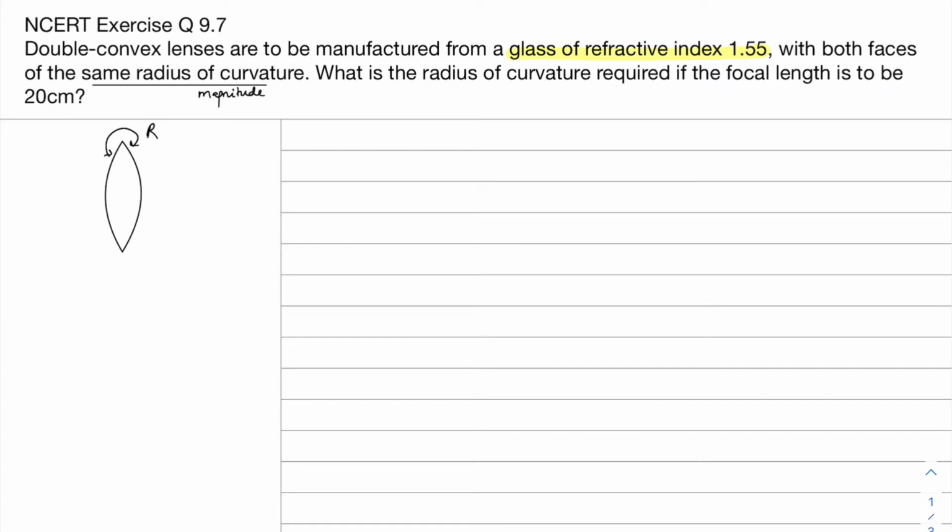Now here, because it is a double convex lens and nothing else is given, you will assume the surrounding medium is air, and since it's a convex lens you will take focal length as plus 20 centimeters. So you can write the given focal length. Now using the lens maker's formula, 1 by f is n of lens upon n of surrounding medium, which is air, minus 1, into 1 over r1 minus 1 over r2.